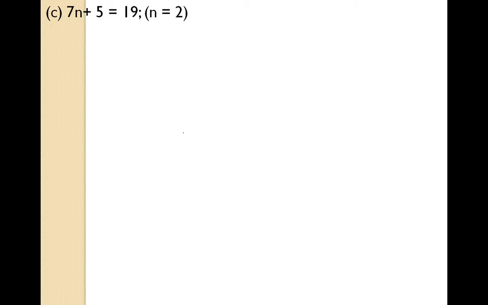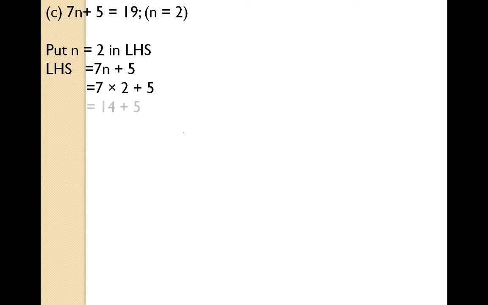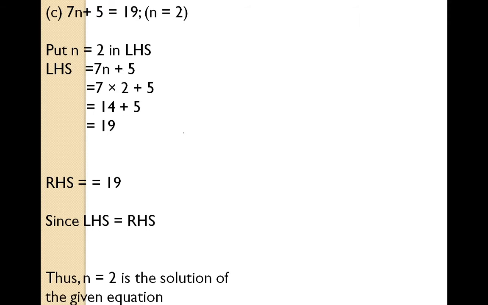7n plus 5 is equal to 19, so n is equal to 2. Put n is equal to 2 in LHS. So LHS is equal to 7n plus 5. And while substituting this value, we get 7 into 2 plus 5, that is 14 plus 5, and it gives us 19. And RHS of our equation is also 19. So LHS is equal to RHS. Thus n is equal to 2 is the solution of the given equation.